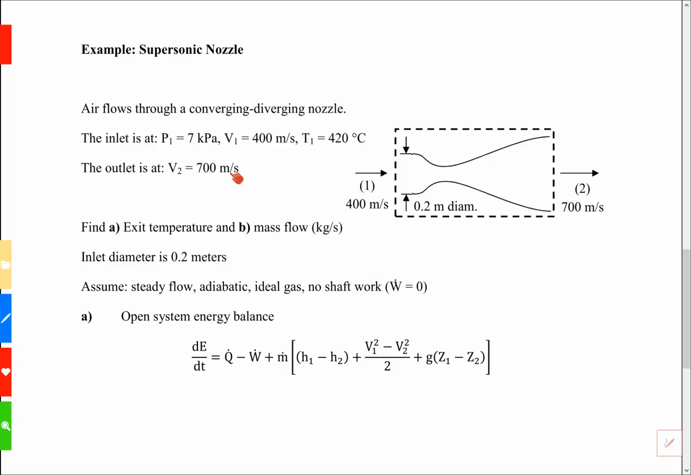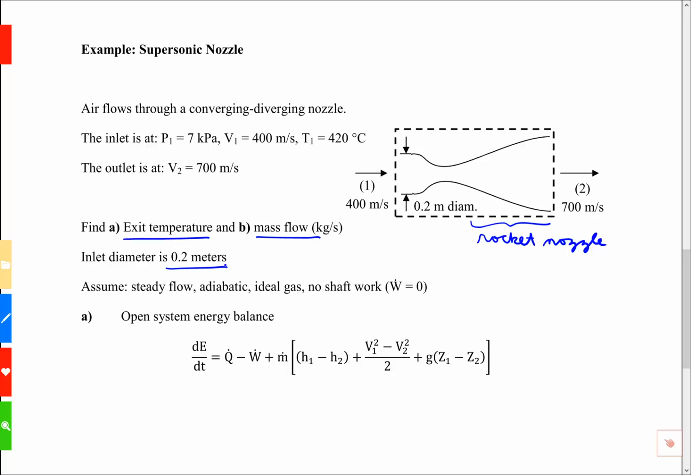The shape of this thing down here is the classic shape of a rocket nozzle. That's the converging, diverging shape. We're asked to find the exit temperature, and we're asked to find the mass flow. We're also given the inlet diameter.